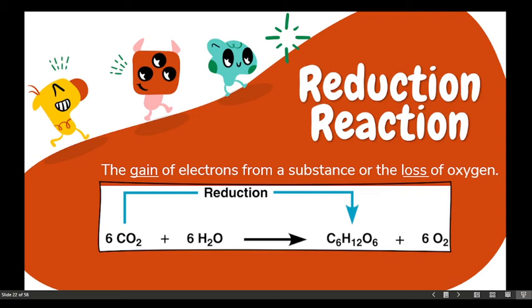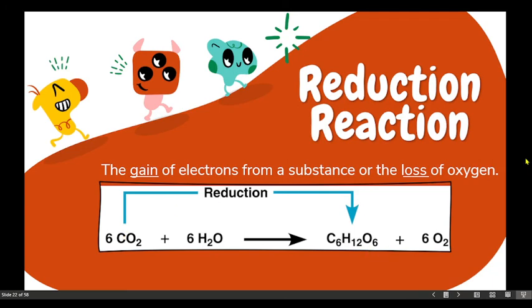I know that I told you that the keyword is electrons, but since I showed you a chemical equation, we cannot directly see the electrons here. But another indication for this redox reaction is the oxygen. We can see just by looking at this that oxygen was reduced. So there is a reduction reaction, the loss of oxygen.